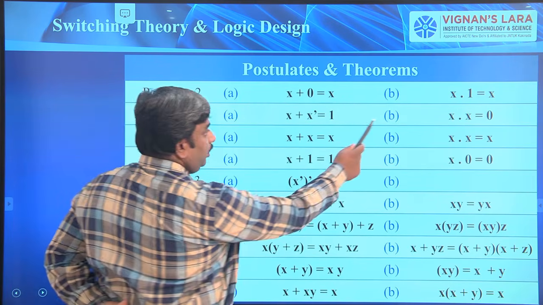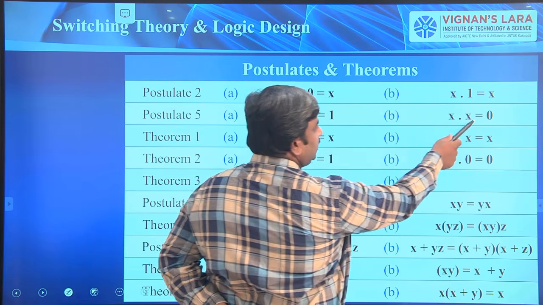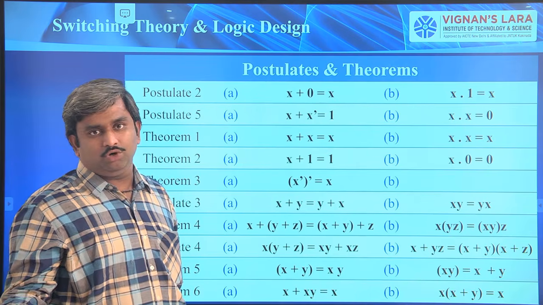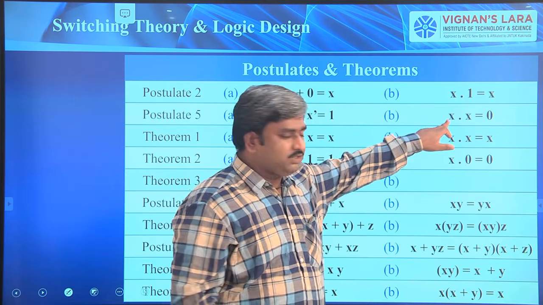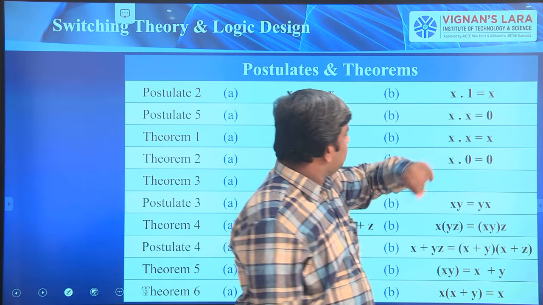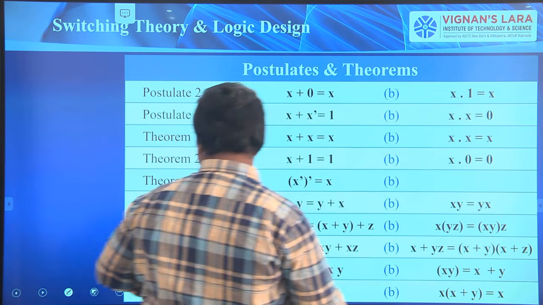Next, postulate 5b. x into x is equal to 0. 0 into 0 is 0, 1 into 1 is 1. So in the place of x, if you put 0 or 1, whatever it may be, that leads to 0.